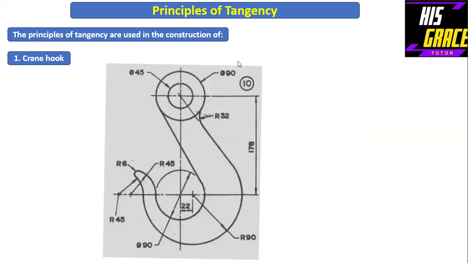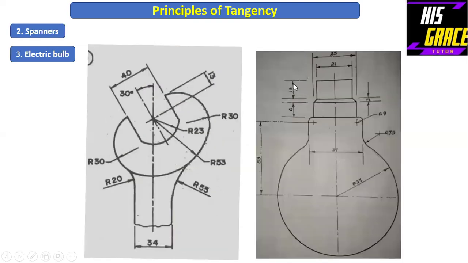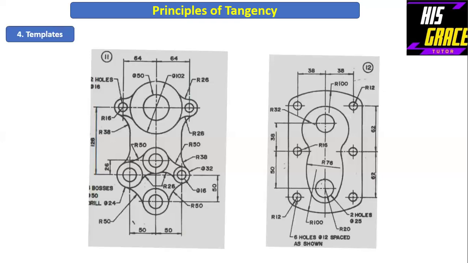As you can see here, the principles of tangency are used in the construction of a crane hook, and this is a template of a crane hook with dimensions given here. We also use the principle of tangency to construct spanners, to construct an electric bulb, and also for templates like this, and some other ones that you may come across.